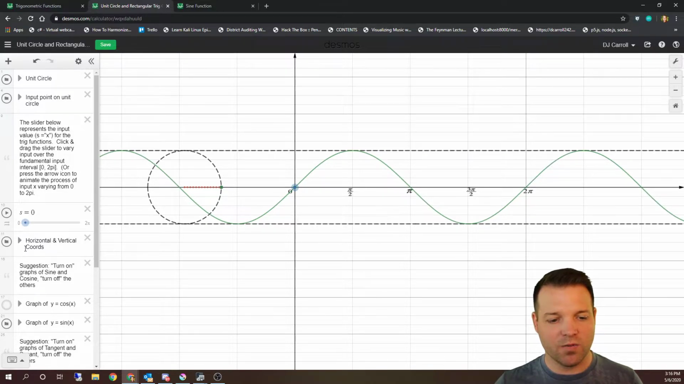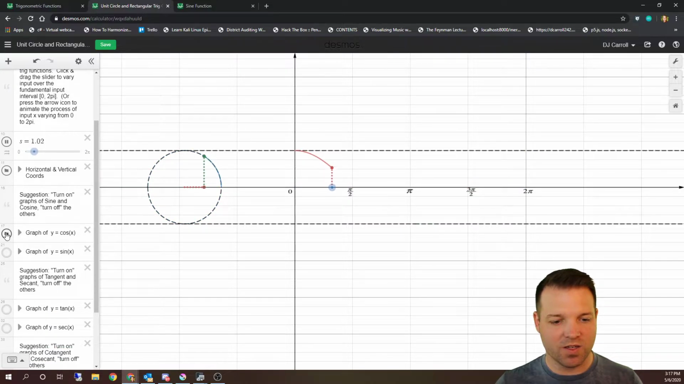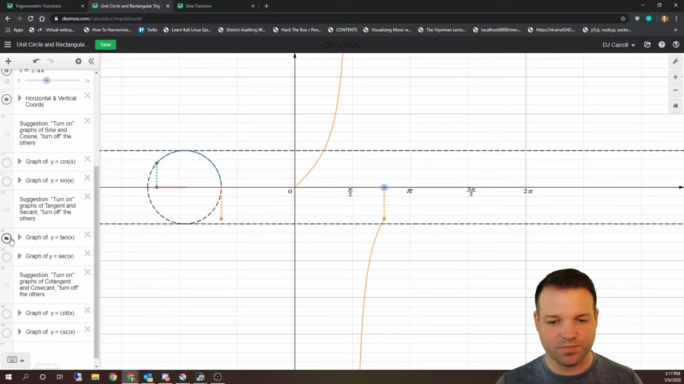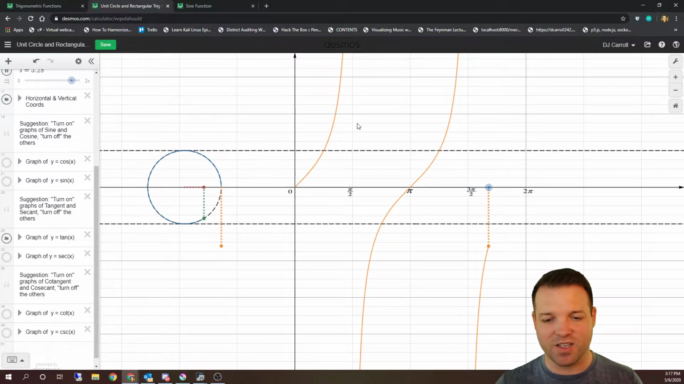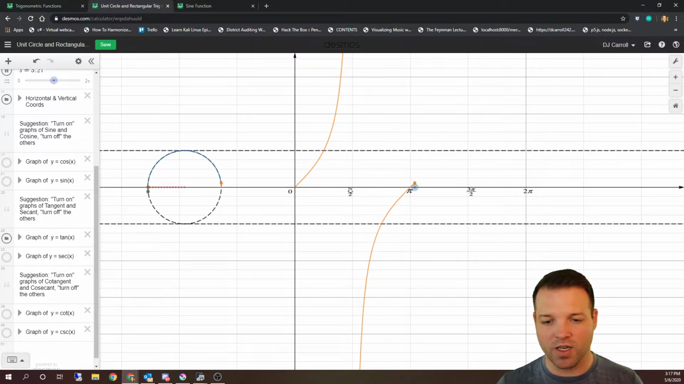Of course I can layer on top of this, so let's put on the cosine. So here's the cosine. This is the red measurement, which is that horizontal measurement. Now I'm going to turn off the cosine and see the tangent very quickly. Where are we getting this crazy tangent measurement with the vertical asymptotes? Remember, that's sine divided by the cosine at whatever particular angle we are looking at.